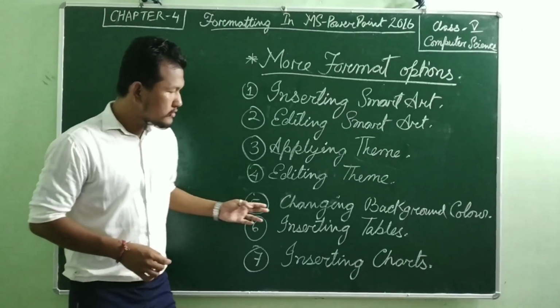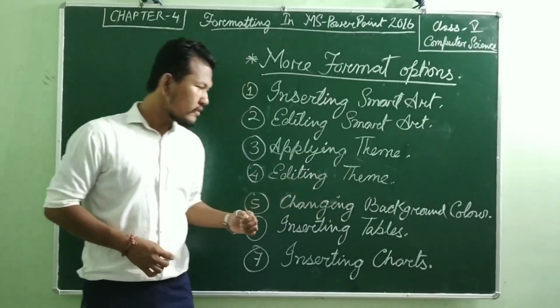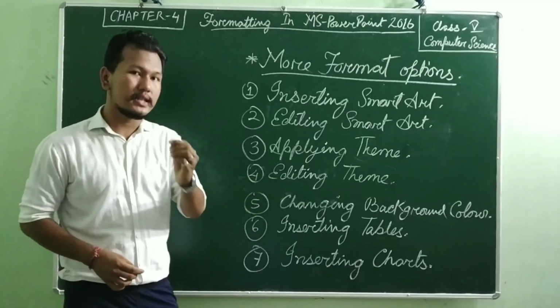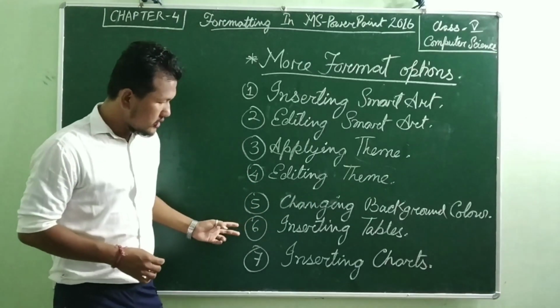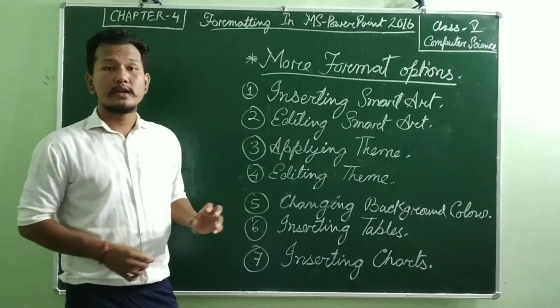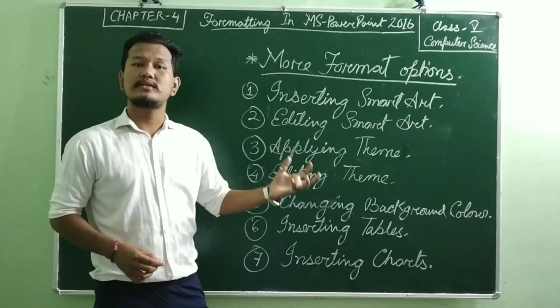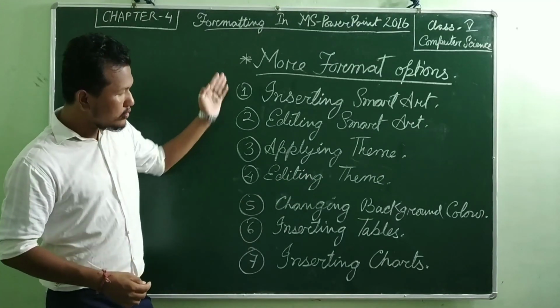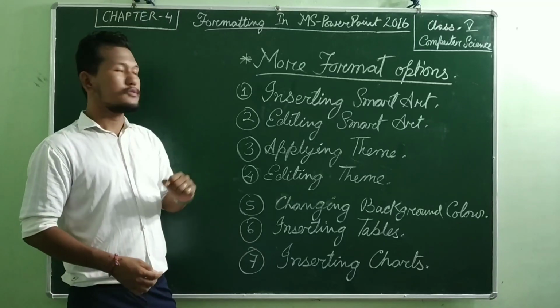Okay, number 5, changing background color. Here, changing the background color means changing the background color of the slides. And number 6, inserting tables, and number 7, inserting charts. That is, we can insert tables and charts in a presentation. So in this lesson we are going to learn all these formatting options. So now let's move on to the computer screen.